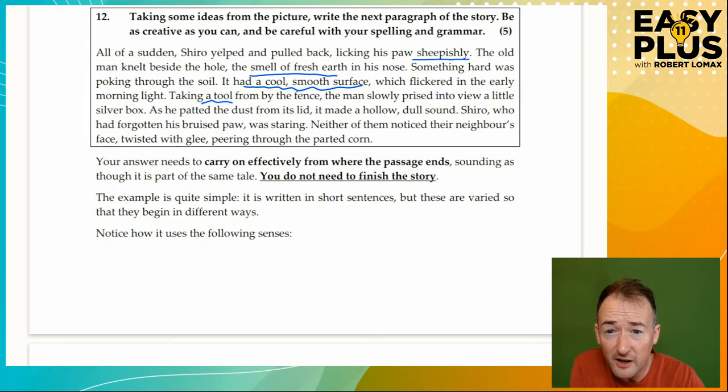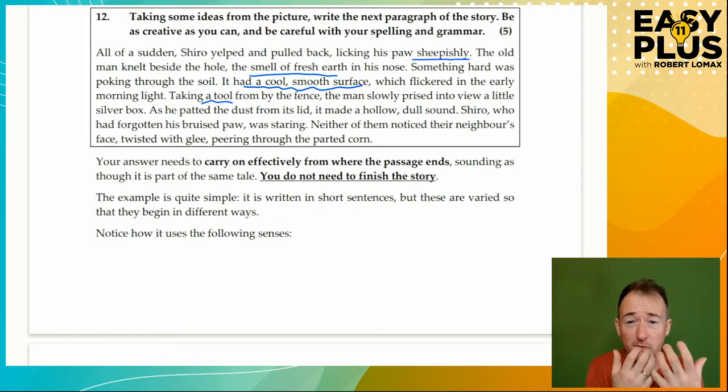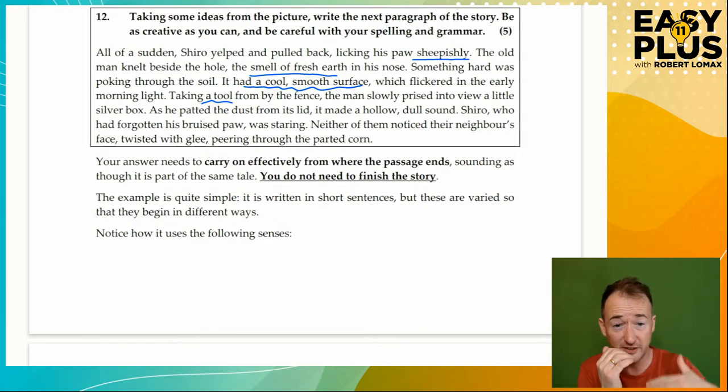Flickered. Prized. Patted. That kind of thing. Peering. So these really, really specific verbs help you to imagine exactly what's going on. And there are details from the picture, and it continues the text naturally with the same characters.